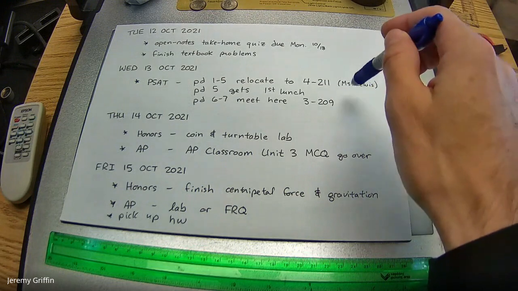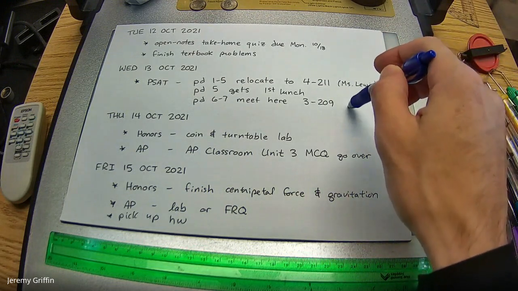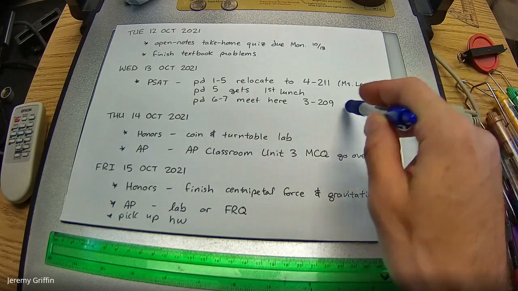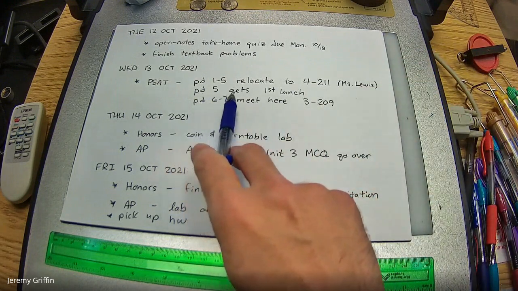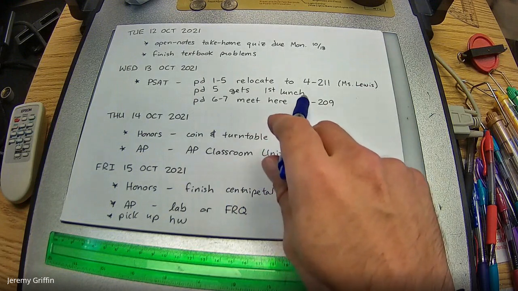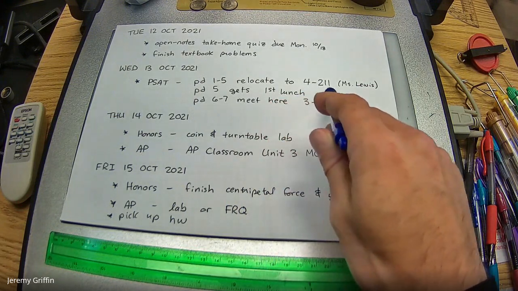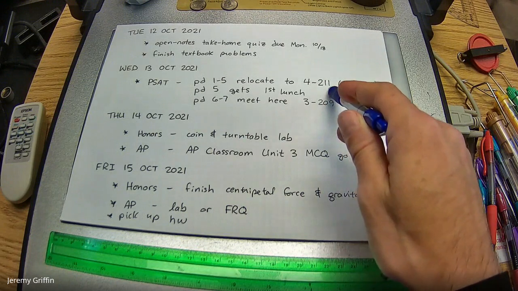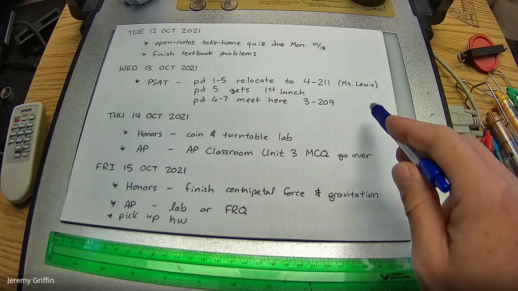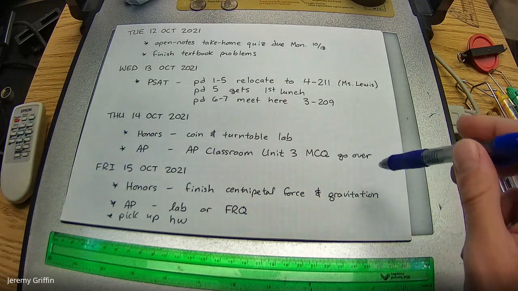So tomorrow, if you're not taking the PSAT, are you going to meet here? No, you're going to... Oh, you got the 5th period. So what's the first place you guys going? Lunch. Yeah, and then go to 4211. You guys write this down in your planner somewhere? 4211, that's Miss Lewis's room.